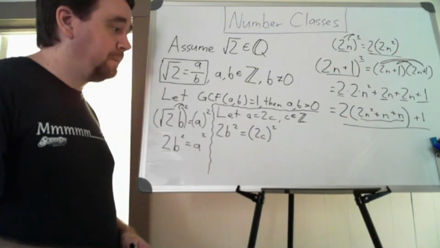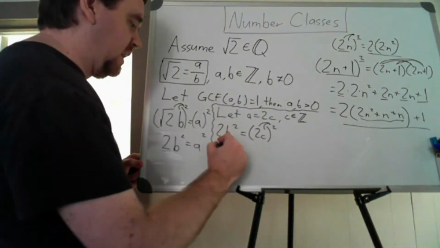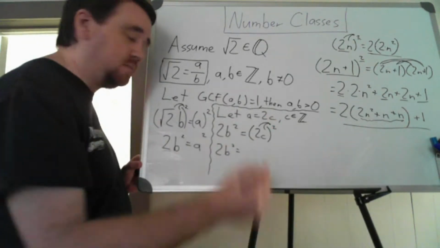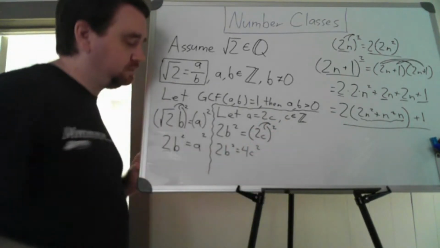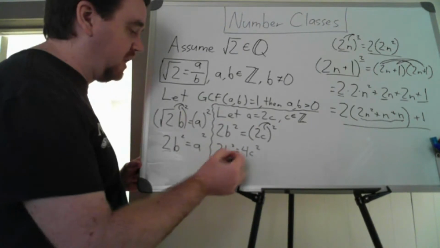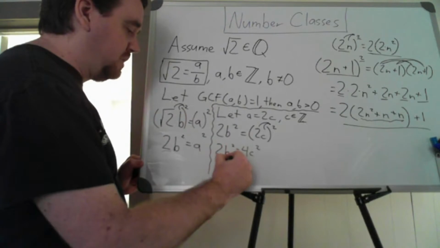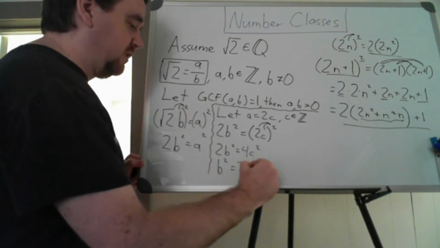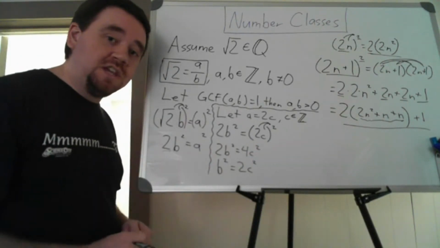No big deal. All right, distribute that squared, and I have 2b squared equals 2 squared is 2 times itself, that's 4, and then c squared. And now I'm going to go ahead and divide both sides by 2 to isolate b squared. If I divide by 2 here, I'm left with b squared. Divide by 2 here, so 4 divided by 2, that's 2c squared. And hopefully you see a pattern.